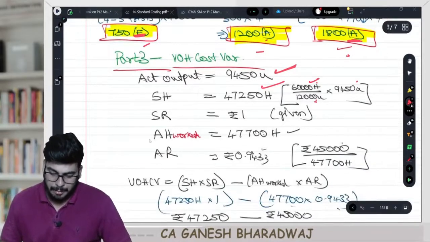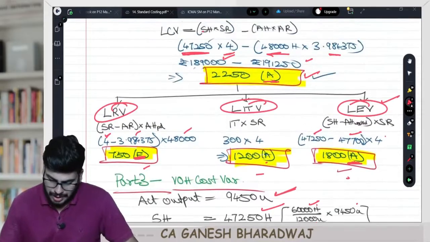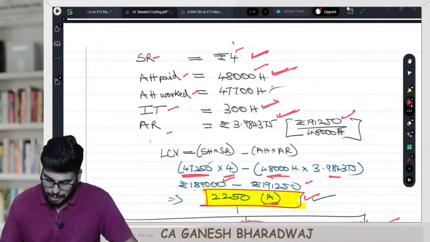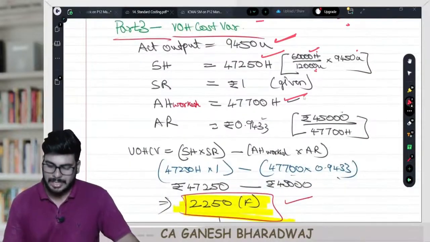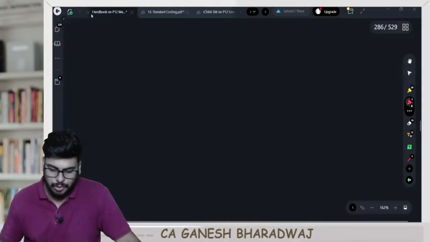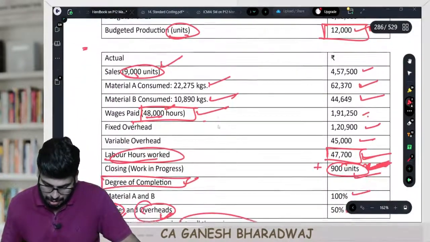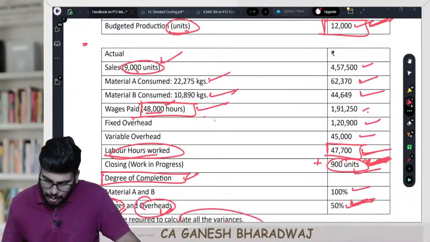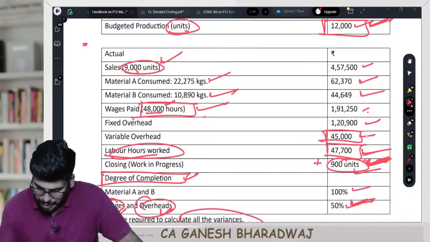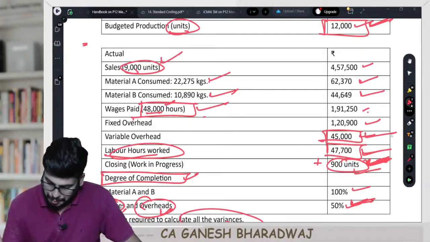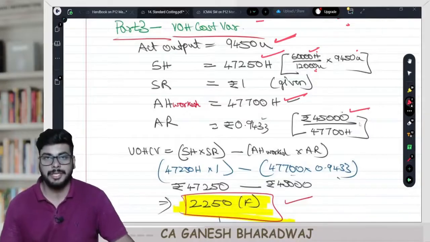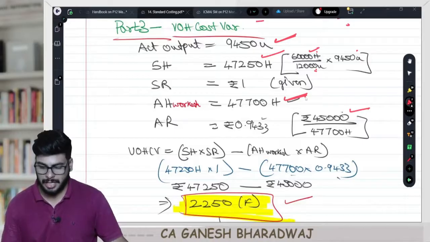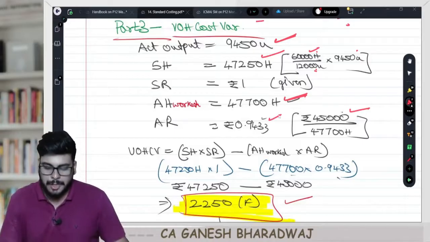Clear with this, guys? But what is the actual hours worked? We just calculated the actual hours worked, which is 47,700. Again, this is given in the question, right? And what is the actual rate? Once again, you can easily calculate. How can you calculate that? It's given in the question. The actual variable overhead is how much? 45,000 rupees is incurred, right? So the actual rate per hour is what? 45,000 rupees I've incurred for actually working 47,700 hours. So per hour, what is the actual rate? It's 0.9433.